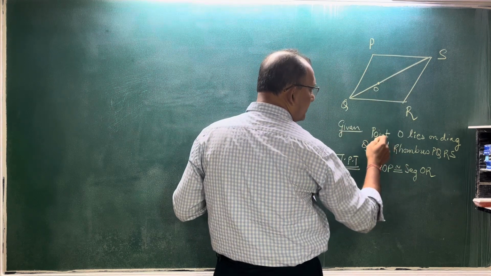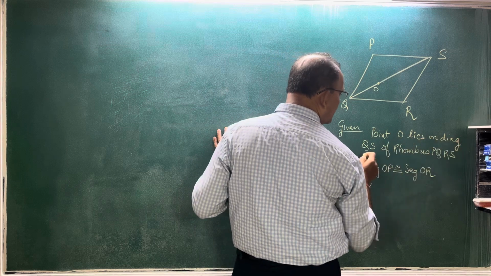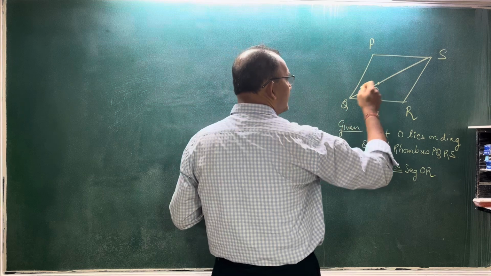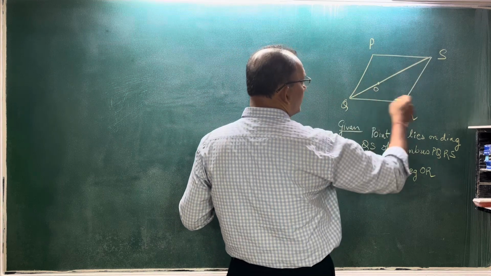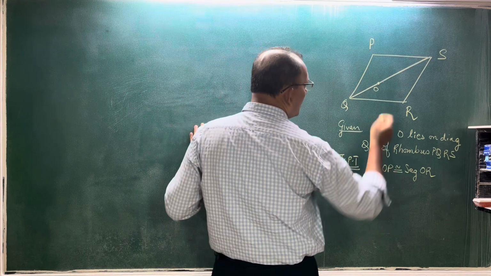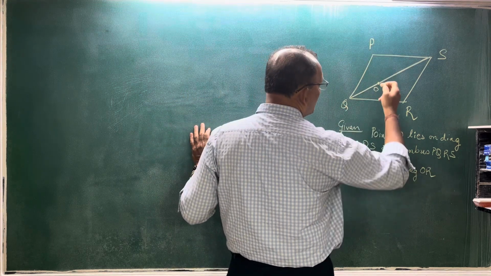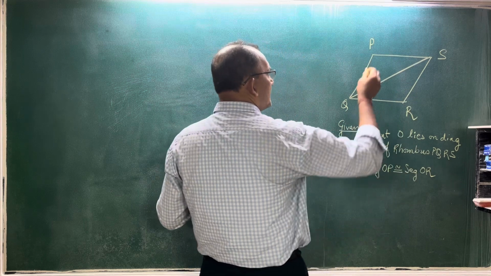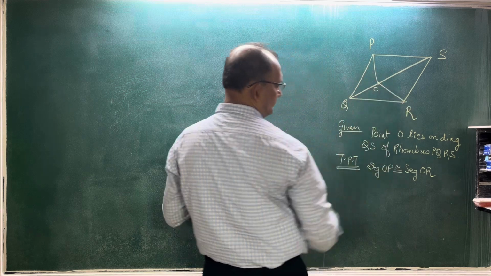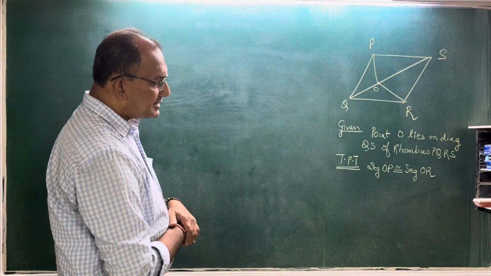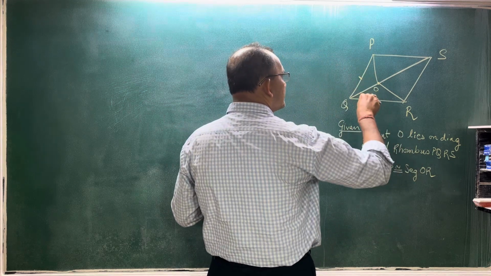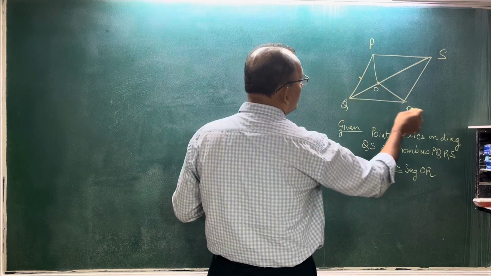They have given point O lies on diagonal QS of the rhombus. Point O lies on the diagonal of this particular rhombus, any point. We are supposed to prove OP is congruent to OR. If it's a rhombus, according to that, I should get this particular segment PQ congruent to QR.